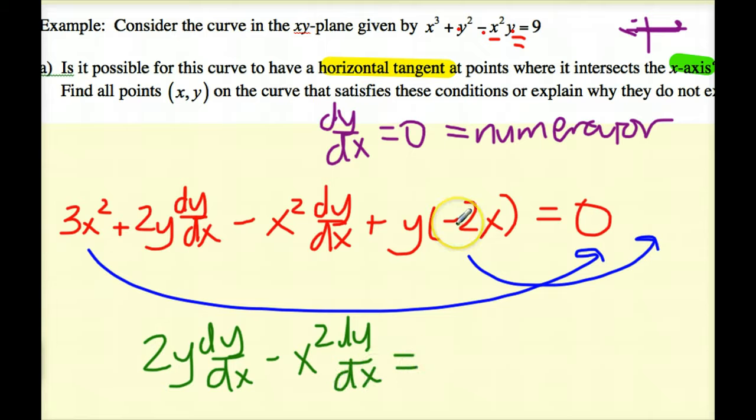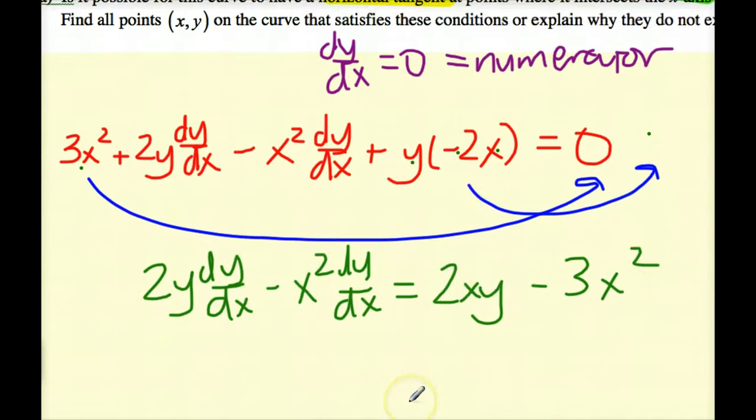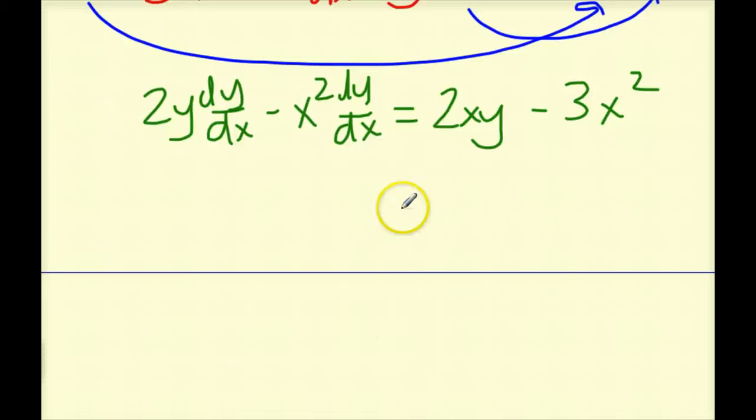is equal to, that's a negative, so on this side it's a positive. So I get 2xy. I'm going to put these in alphabetical order. And if I move this, I get minus 3x squared. And just like we normally do, once I get this, I'm going to need to factor and then divide. So I'm going to pull out a 2y and an x squared.